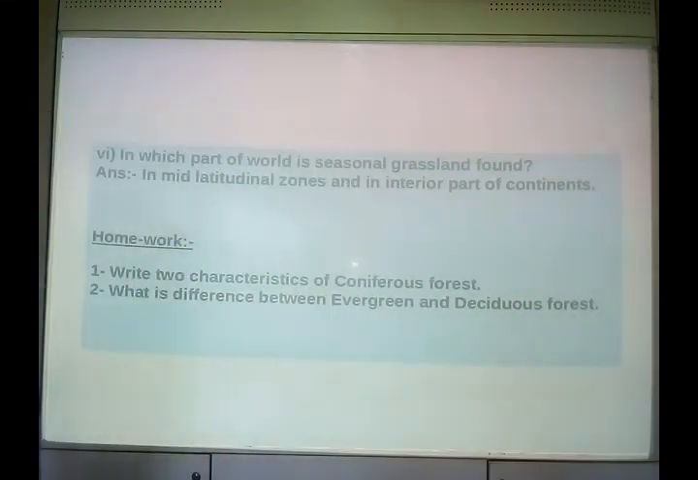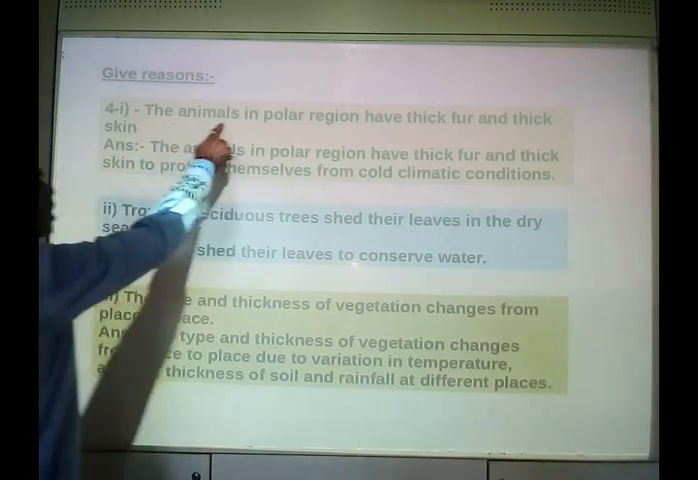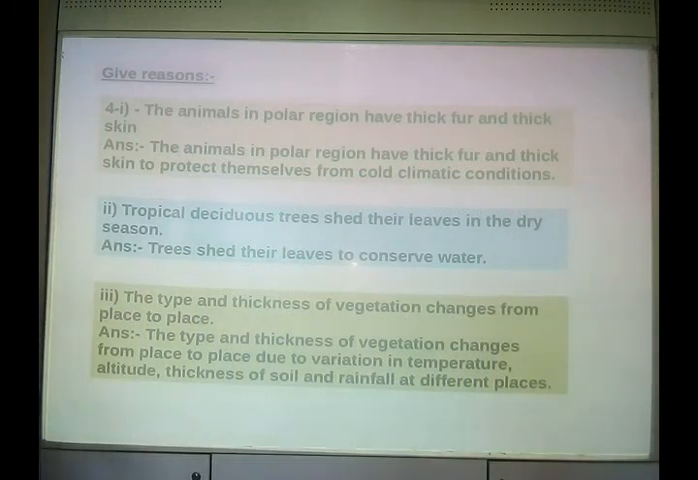Now moving forward with the question answers, we are having some give-reasons questions. You have to give the reasons for it. So here are some of the questions. For answering the reason, you have to answer as to why, W-H-Y, okay, why. Suppose you have to give the reason for why the animals in polar region have thick fur and thick skin. So the answer of why will be your reason, okay.